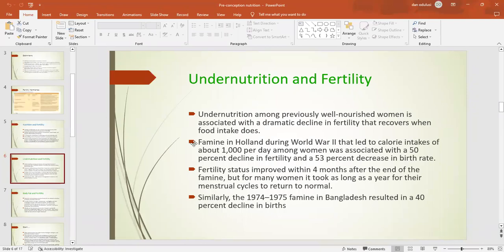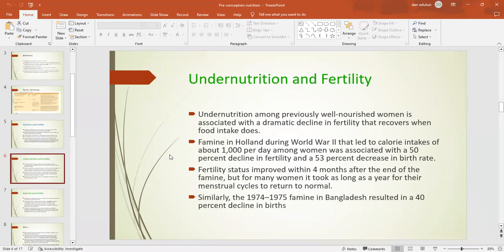And here, as we go ahead, we shall see why an undernourished woman or man will tend to become infertile and therefore not be able to conceive in the case of the woman. So fertility status improved within 4 months after the end of the famine, but for many women, it took as long as a year for their menstrual cycles to return to normal. Similarly, a famine in Bangladesh resulted in a 40% decline in births. So you can see the impact here of undernutrition on fertility.